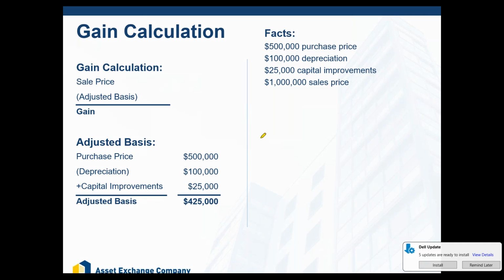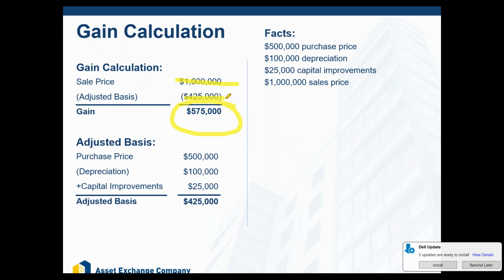All right. If you passed third grade math, you can probably follow along with me to figure out your adjusted basis. It is, again, your purchase price minus your depreciation plus your capital improvements. So in this example, I'm going to have an adjusted basis of $425,000. Now, if I sell the property for anything above $425,000, I have gain. And in this example, I sold my property for $1 million. So how much gain do I have? That is correct, $575,000 worth of gain.